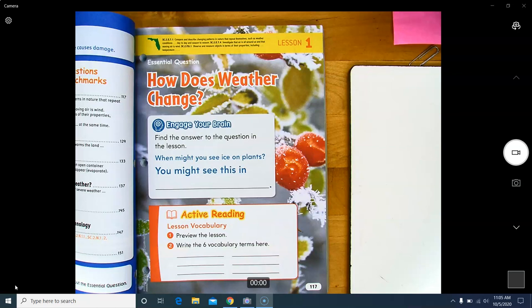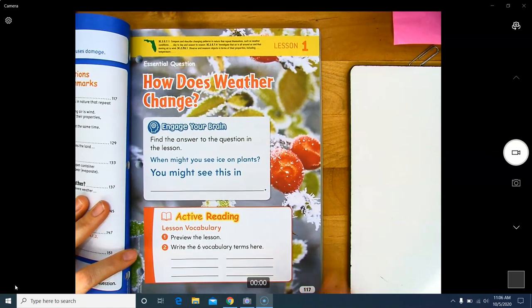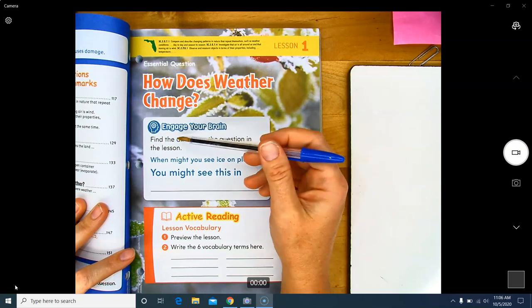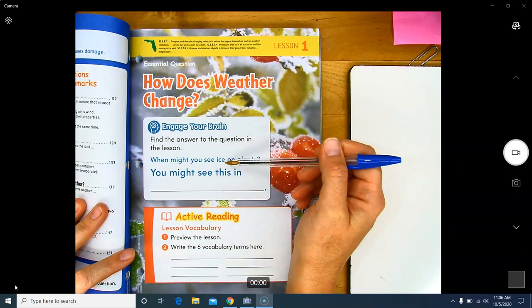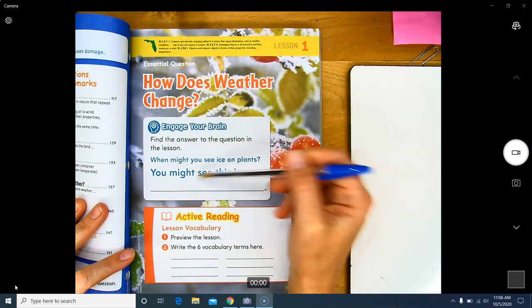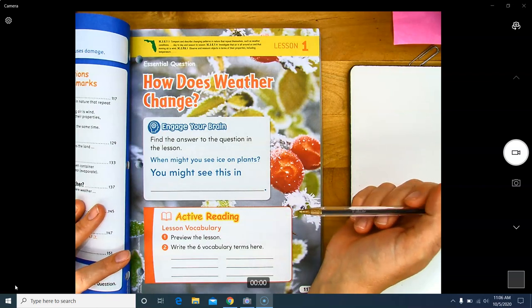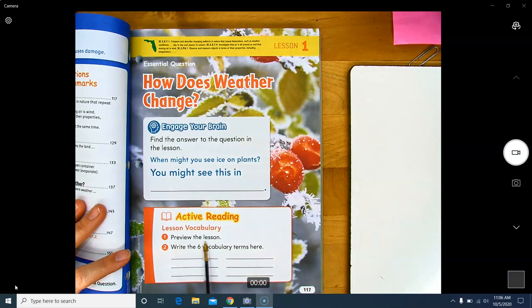Weather change. Okay, we're talking about weather, different kinds of weather. And for this lesson, how does weather change? Engage your brain, find the answer to the question in the lesson. When might you see ice on plants? You might see this in blank. So we have to read to figure out when we'll see the ice on plants.